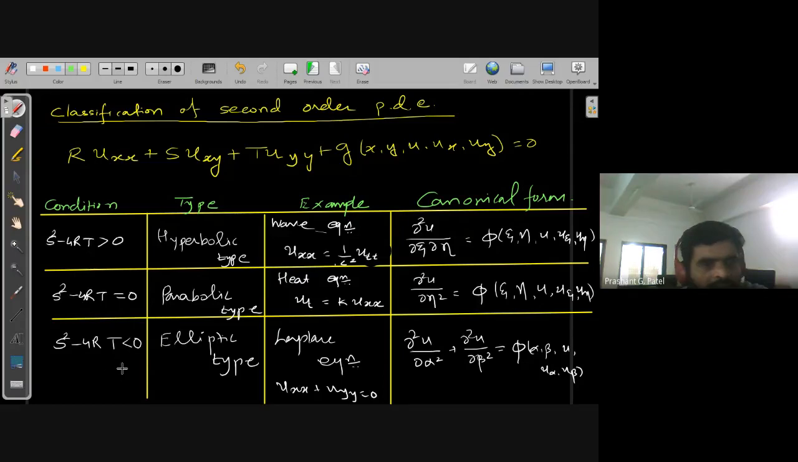And the third case is if it is less than 0, then this partial differential equation is known as an elliptic type. And the example of elliptic type equation is the Laplace equation. The canonical form of a Laplace equation is this. So this is one formula-based thing we need to discuss here. We are going to discuss some examples based on this classification of second order partial differential equations.